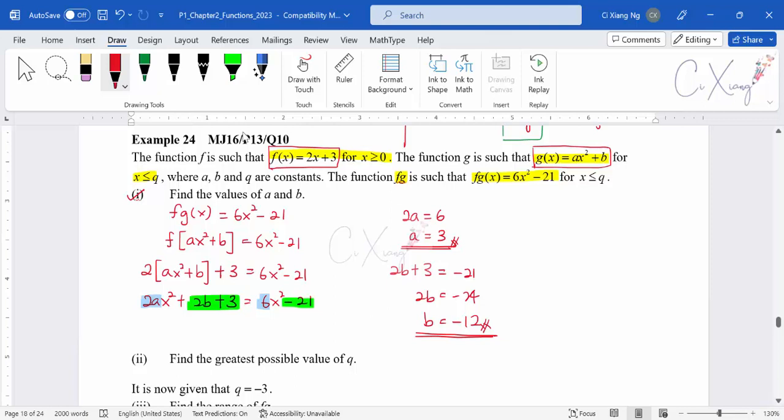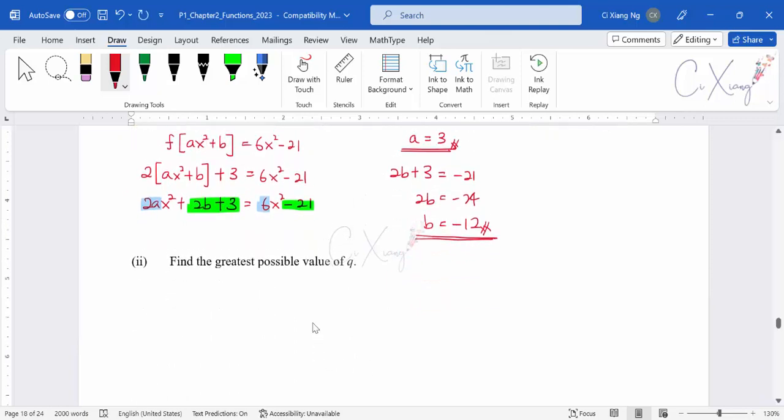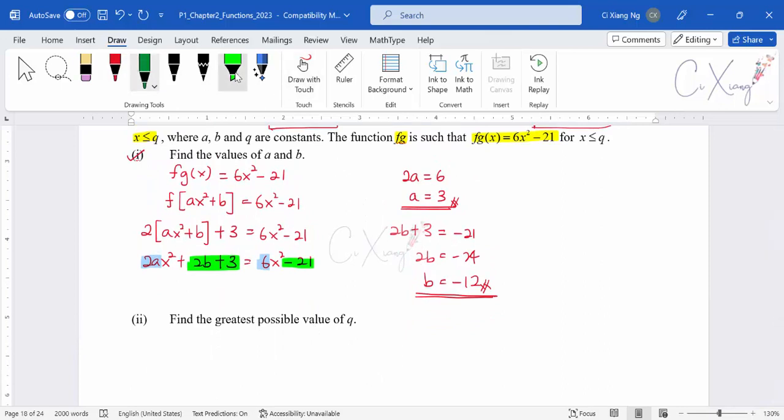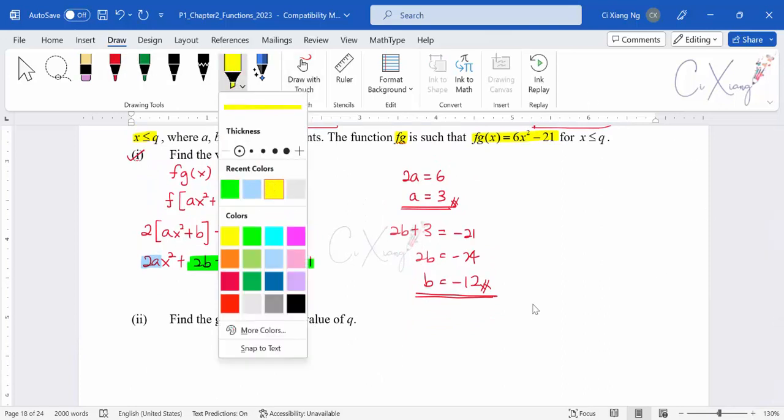Okay, and this is what we have for part 1. And now let's have a look at part number 2. For part number 2, they want us to find the greatest possible value of Q.